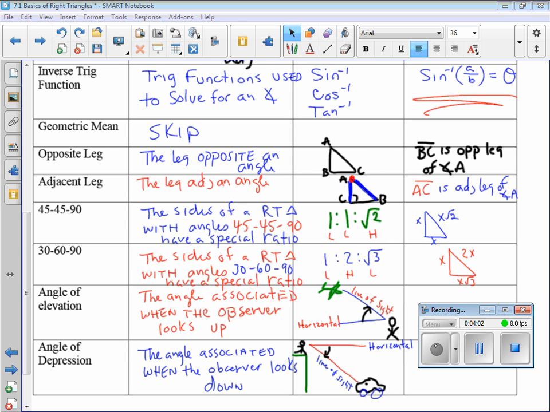So really the only thing in today's lesson that you'll need to understand the words for is leg, hypotenuse, and Pythagorean theorem. And those are all stuff that we learned in a previous time. But go ahead and copy this down so that you have it available and you've taken care of it tonight.